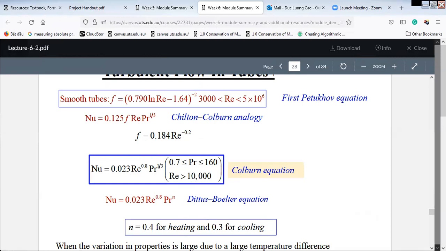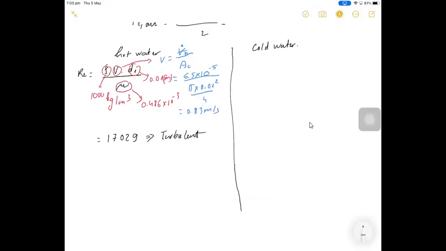Or you can use whatever equation in that lecture slide. Okay. So for example, I use Nusselt number equal to 0.023 times Reynolds number to the power 0.8 times Prandtl number to the power 0.3.